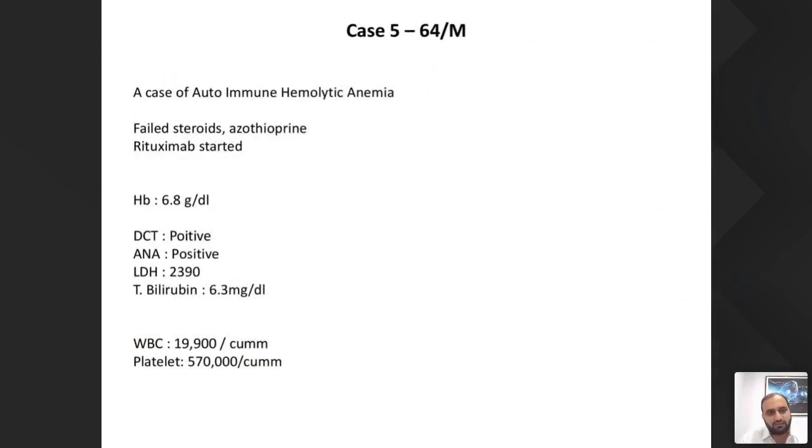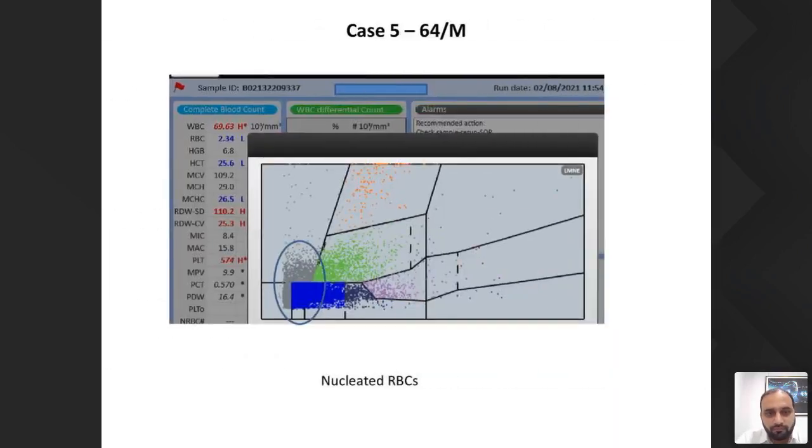Our next case is a known case of autoimmune hemolytic anemia. Failed steroid treatment, rituximab was started. If you see the values, hemoglobin is on the lower side, DCT positive, ANA positive, high LDH, high bilirubin. So all the signs that active hemolysis is going on. With this example, I will again emphasize certain points from the Horiba analyzer and certain advantages of the CellaVision and other features which I have used in CellaVision.